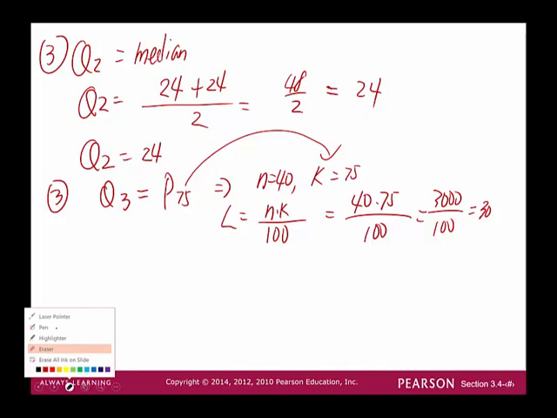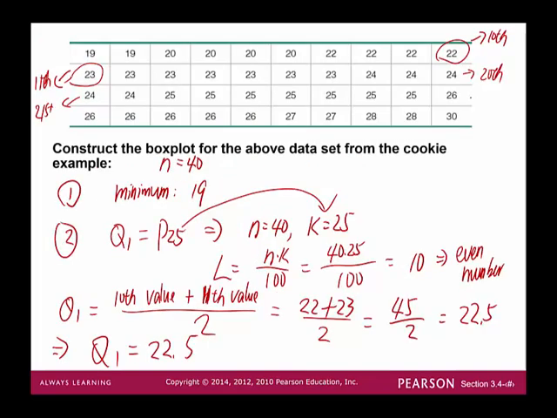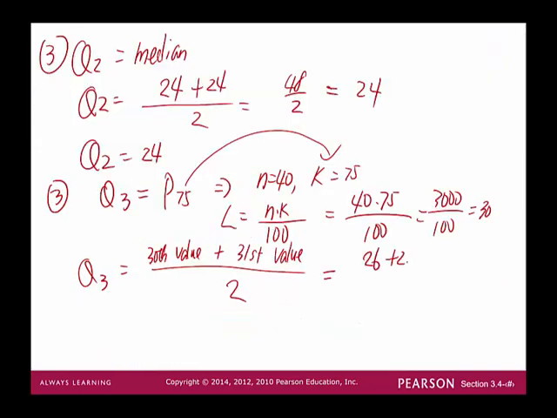That means percentile 75 is located at the average of the 30th data value and the 31st data value. So quartile 3 equal the 30th data value plus the 31st data value and divide by 2. So now again, you go back to the table, and this is the 30th, this is the 31st. So you just add those two numbers and divide by 2. So 26 plus 26 over 2. That turned out to be 26. So quartile 3 turned out to be 26.